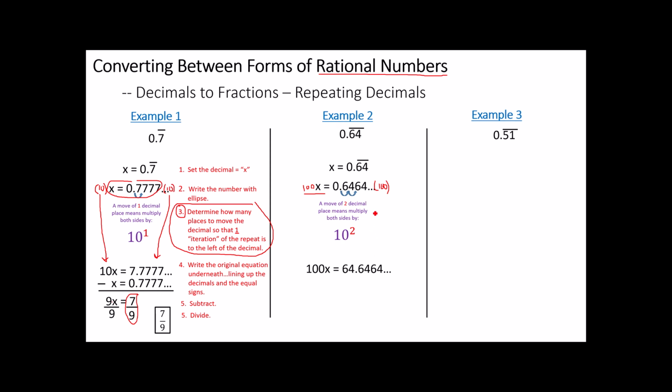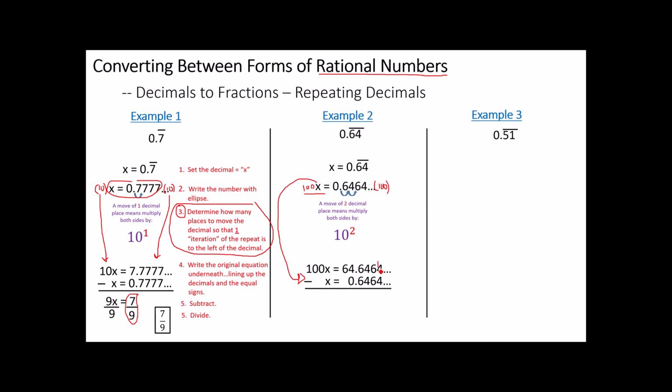Once I've done that, I'm going to take the original equation and bring it down here. So this original equation is going to come all the way to the bottom, and I'm going to line it up. That's the worst arrow I think I've ever drawn. There you go. I line it up so that my equal signs are lined up. I line it up so my decimal points are lined up. And then I subtract. Notice on the left side, 100x minus 1x is 99x.